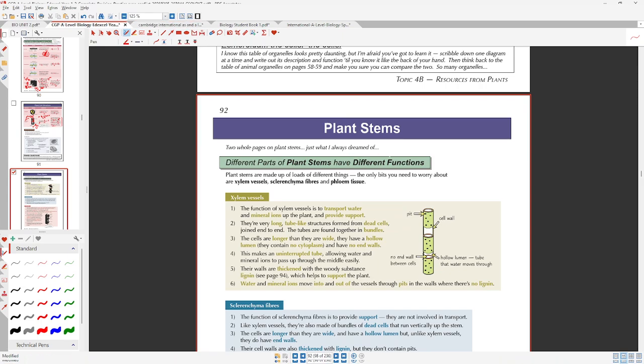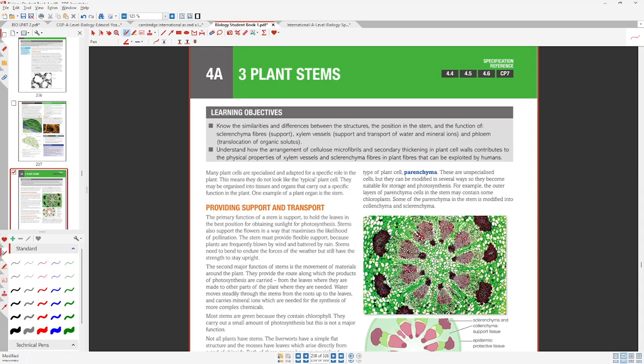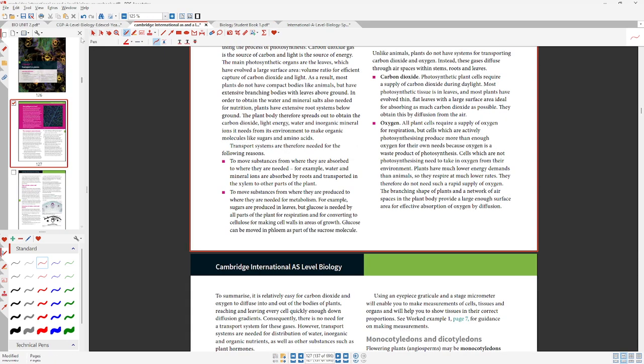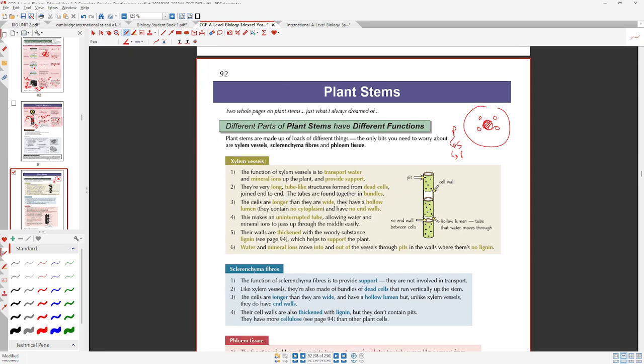Plant stems are made up of different things, from my prior knowledge. We're going to have your xylem, your phloem like this, and then your sclerenchyma. You're going to have your parenchyma, then sclerenchyma, and then, I forgot what it's called, collenchyma, right? So you're going to have those three things. For some reason, only sclerenchyma is here, not parenchyma. I'm not sure what's going on.